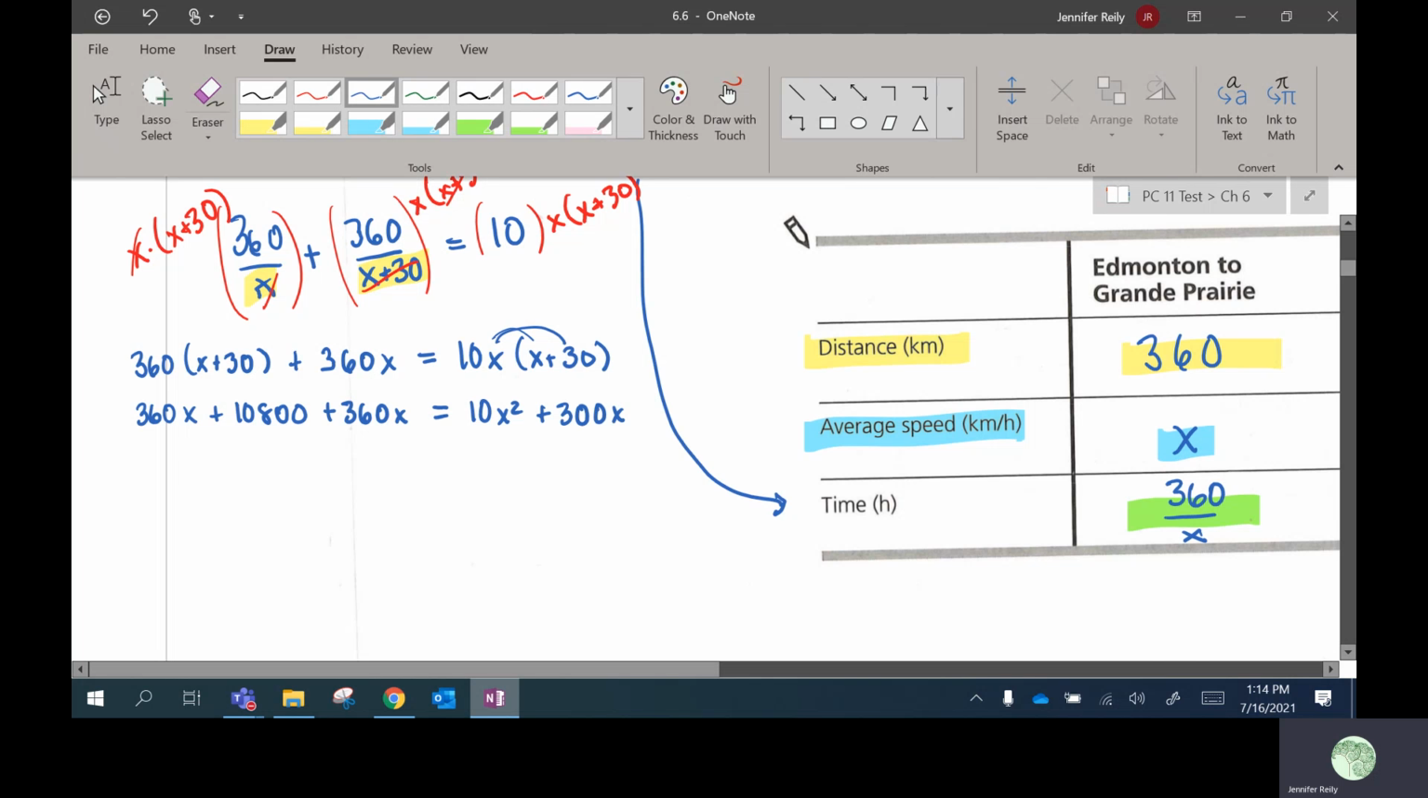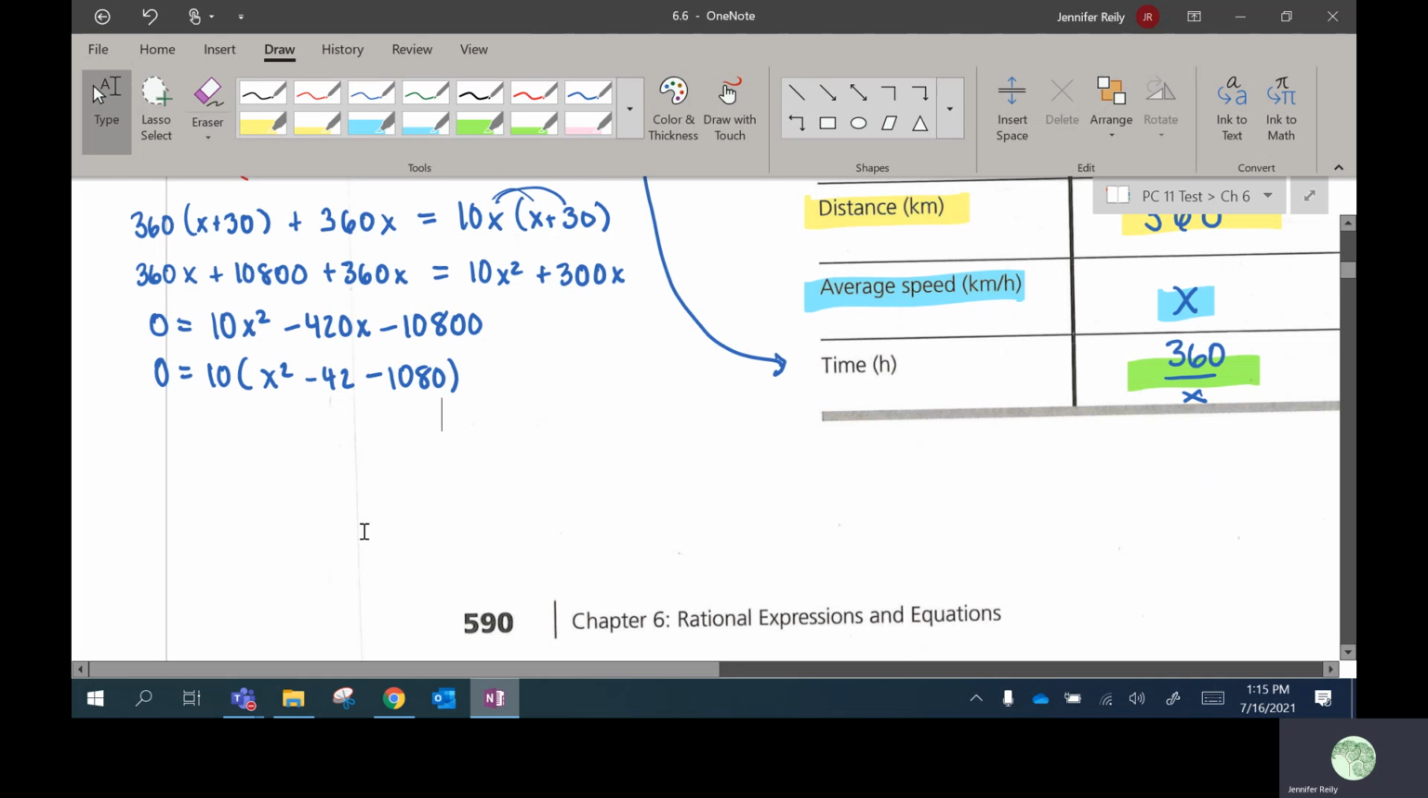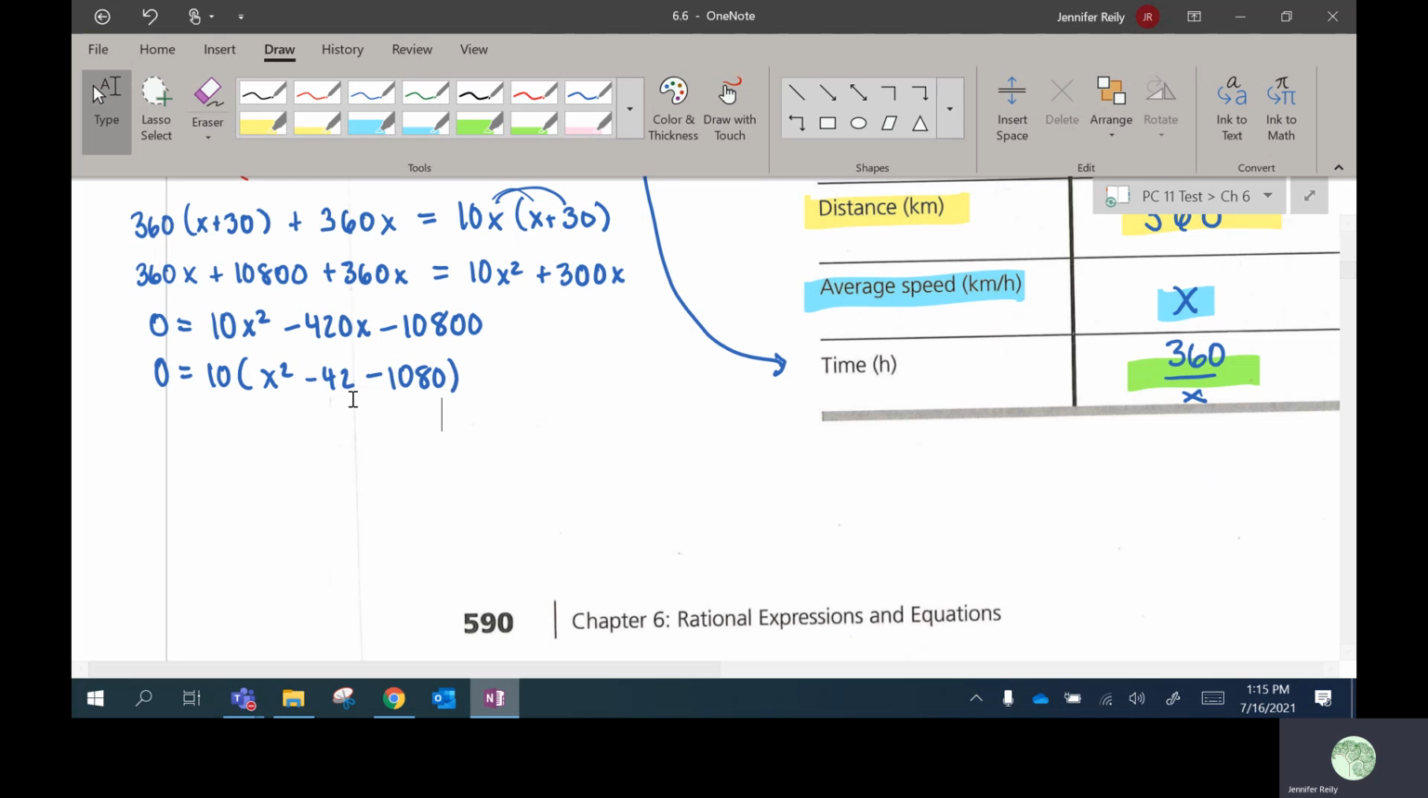Okay, so let's move all the terms to the right-hand side. This is a quadratic equation here. The numbers are going to be pretty big. So I'll have 10x squared minus 420x when you move all the x terms over, and then negative 10,800. Luckily, I can factor out a 10. That reduces the numbers I'm working with a little bit. 1,080. Now, to solve by factoring, the numbers are pretty big, and you can guess and check some numbers. The two numbers that multiply to negative 1,080 and add to negative 42 are, I believe, negative 18 and 60.